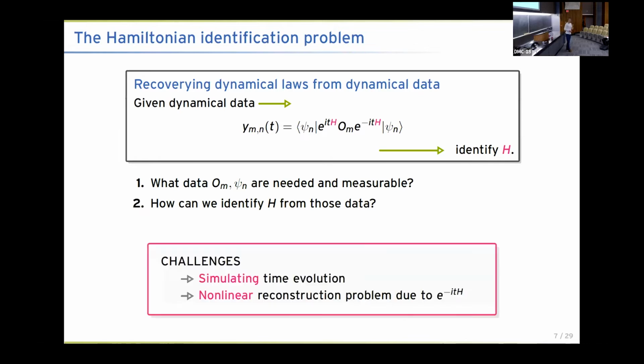Oh, excellent. Okay, so what are the challenges? The challenges are that, well, just looking at this data form, naively, you just need a full simulation of the time evolution. And if I do that in Hilbert space, that's something I don't want to do. And on the other hand, you see the Hamiltonian up in the exponential, so it's a highly nonlinear reconstruction problem. Like in contrast to say state tomography or process tomography, which is just a linear reconstruction. So these are the two main challenges that we're facing.